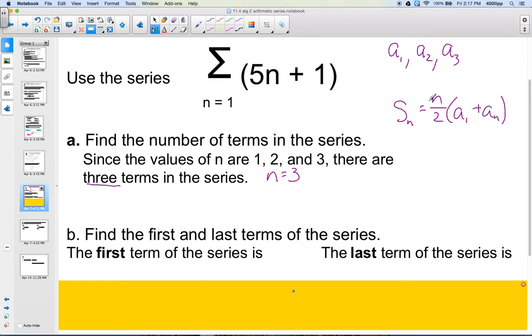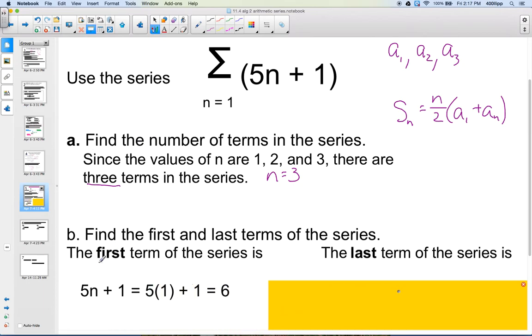So n we already know is 3. Now I'm going to find the first term. You'll find the first term by plugging 1 into your explicit formula. It's giving you the explicit formula. So a sub 1 is going to be 5 times 1 plus 1. Then we get 5 plus 1, which is 6. So a sub 1 is 6.